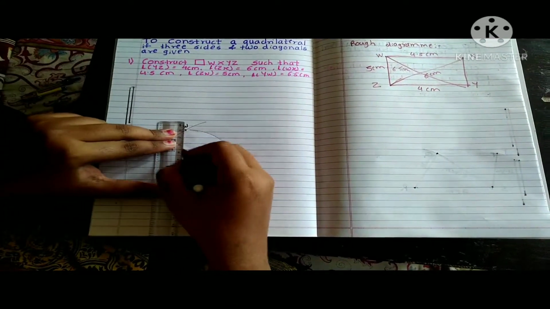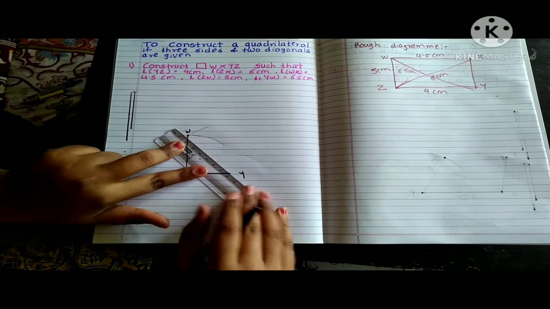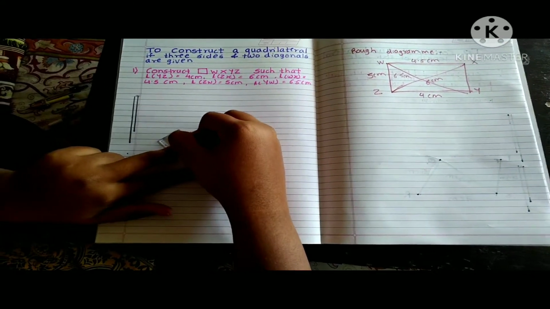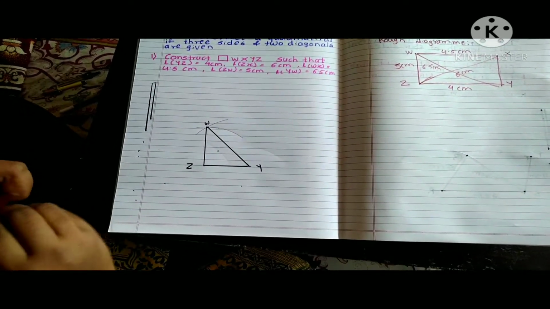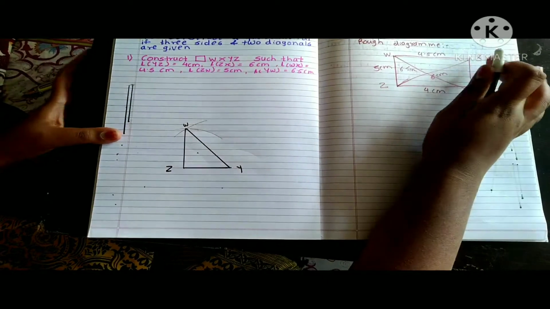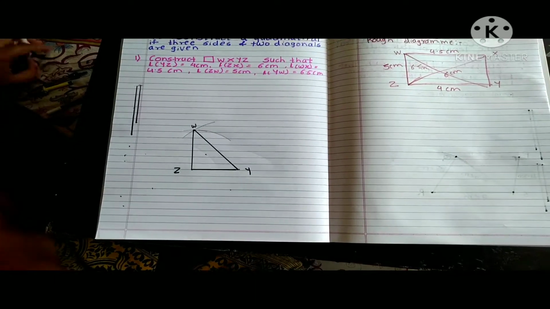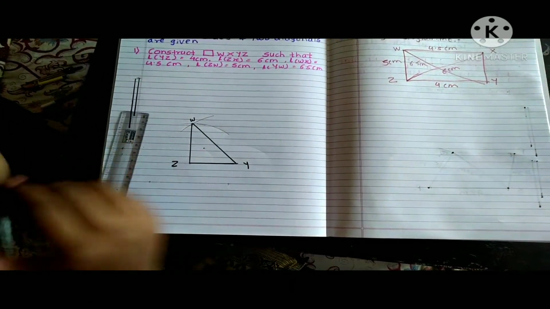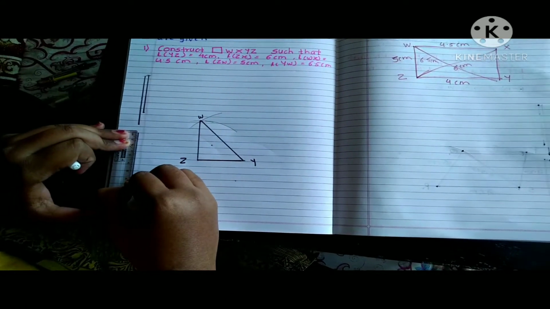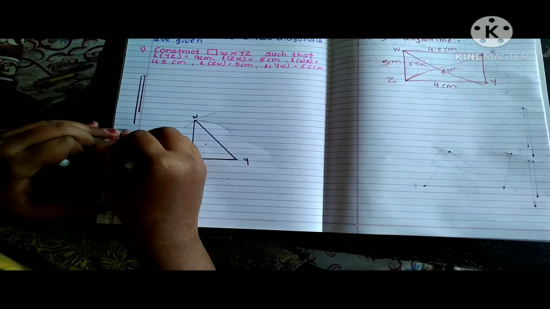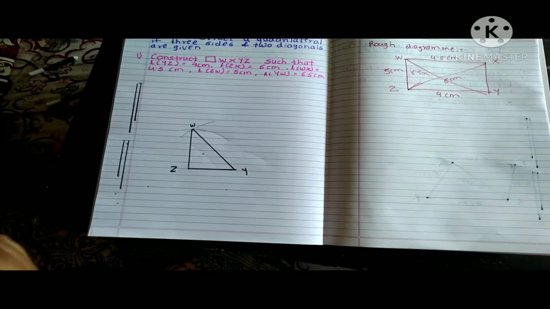So let's join W with Z and with Y. Okay. Now we know that length of X from Z is 6 centimeter and from W it is 4.5 centimeter. So let's draw the line for X. So from Z it is 6 centimeter. So I draw the line of 6 centimeter and I draw another line of 4.5 centimeter. I am taking it for making my construction accurate.